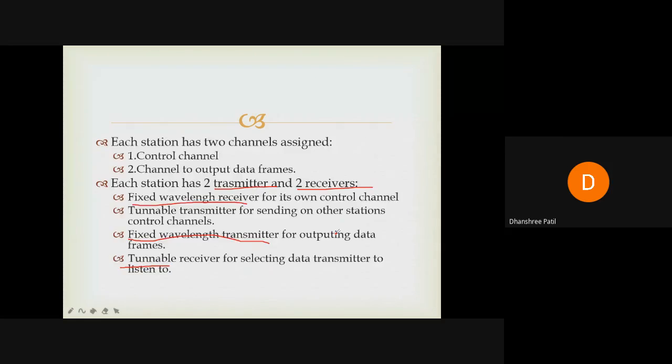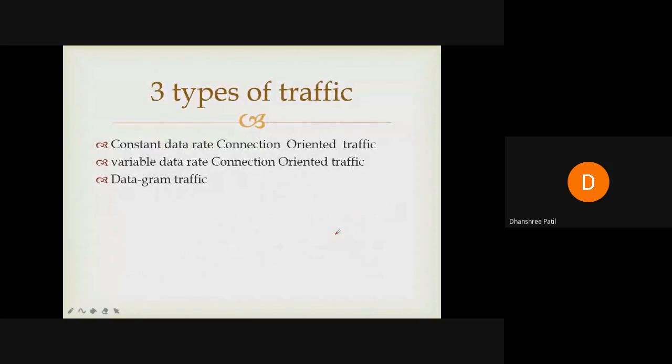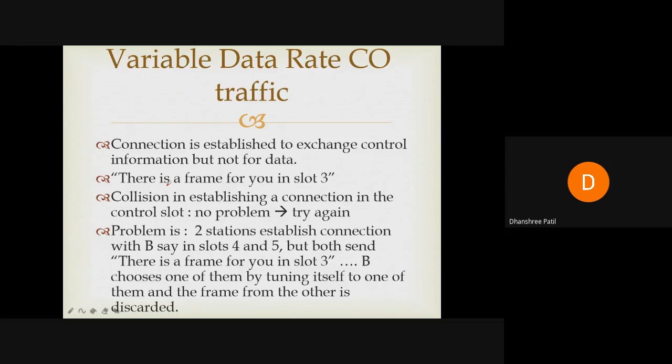Now this protocol, the wavelength division multiple access protocol, handles three types of classes or traffic, we can say. These are the three ways the communication happens between every station, or broadly we can categorize this type of communication. The first is constant data rate connection oriented traffic, then variable data rate connection oriented traffic, and datagram traffic. So these are the three services or classes supported by WDMA. We'll see them one by one.